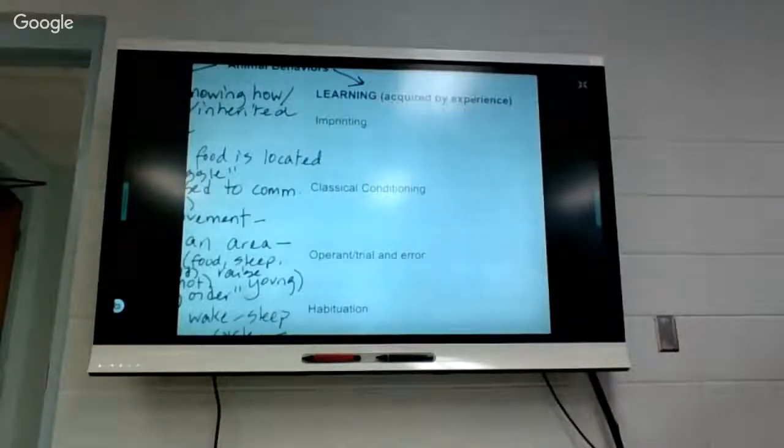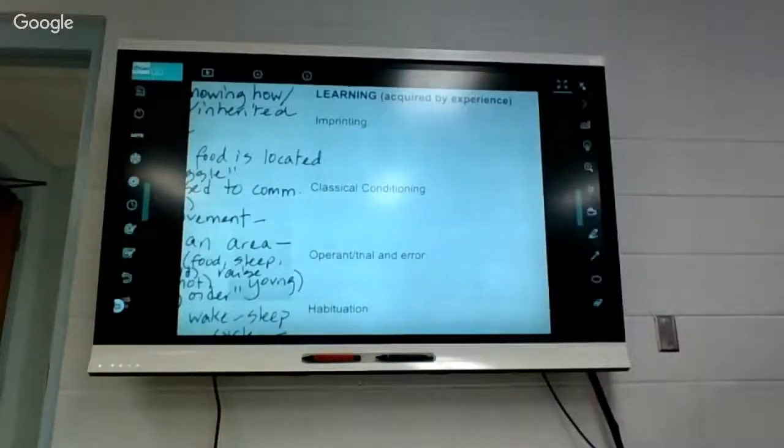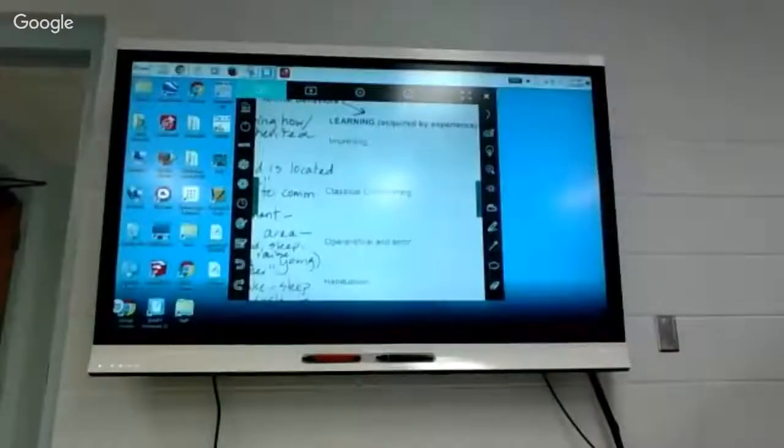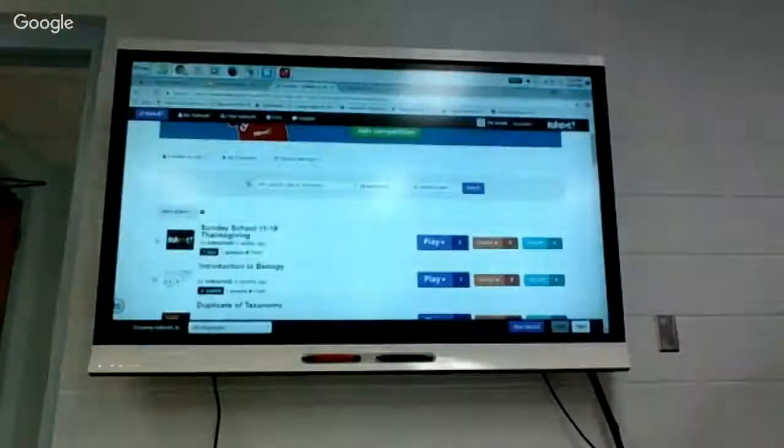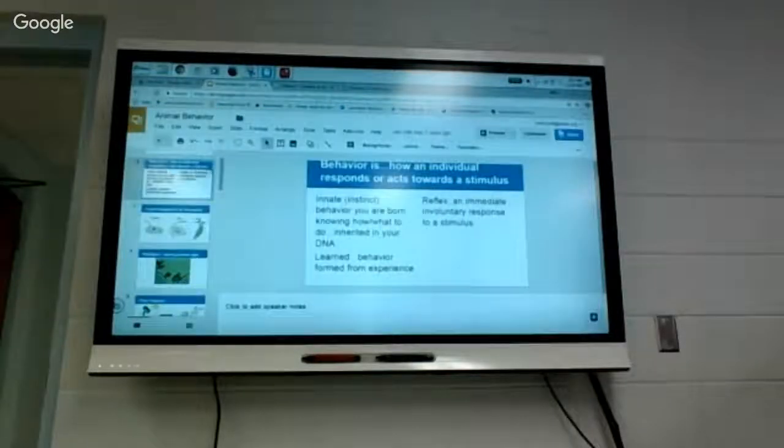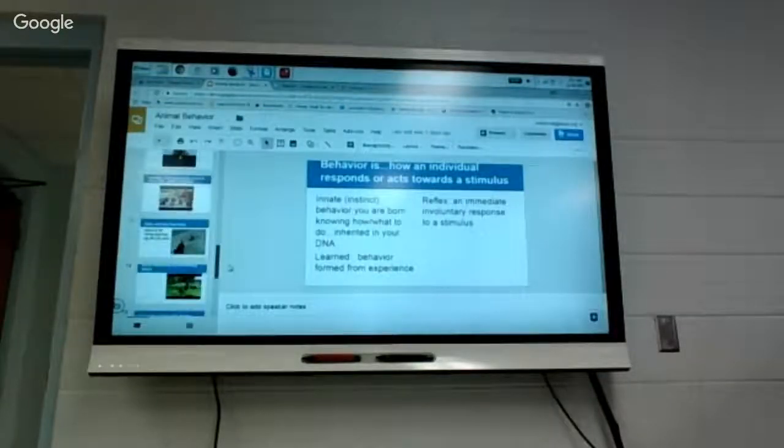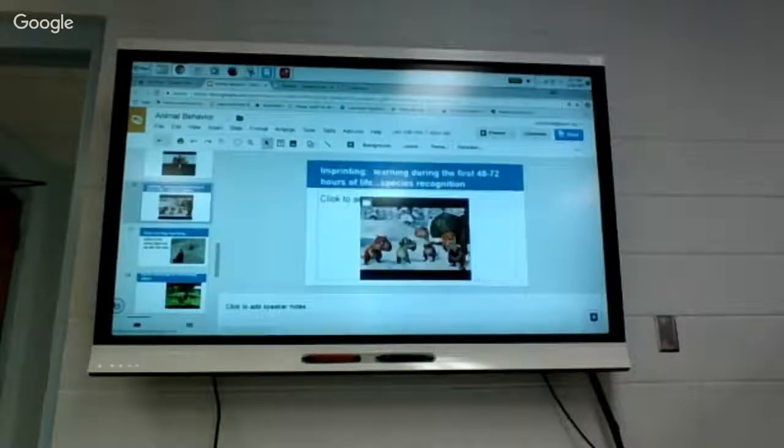Now, both of these examples that you're going to see, one comes from a cartoon, and the other is a real life example. So here is the cartoon version.